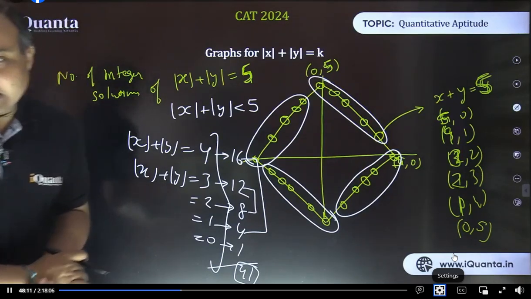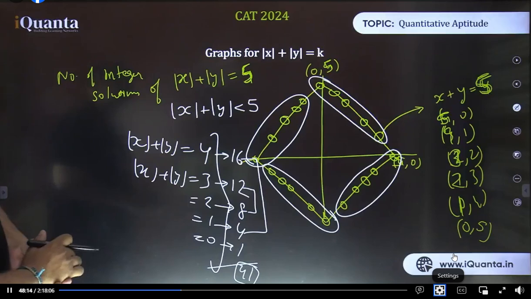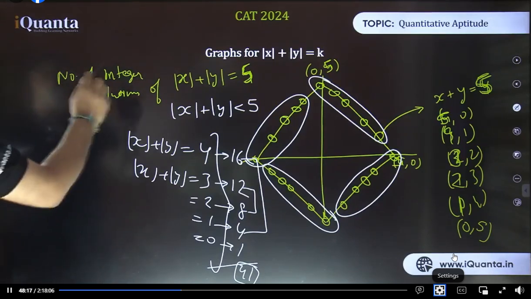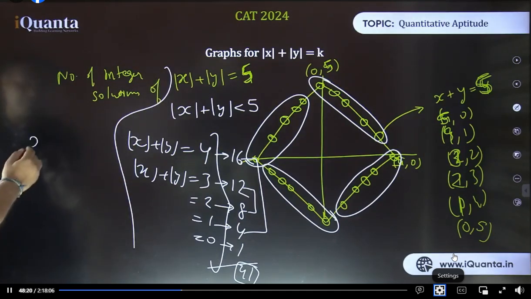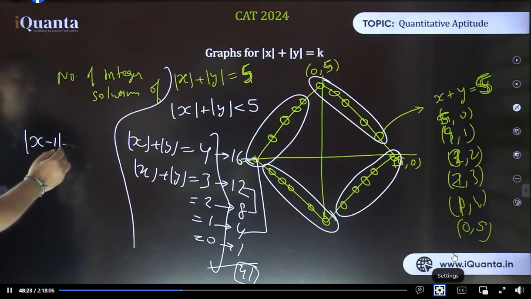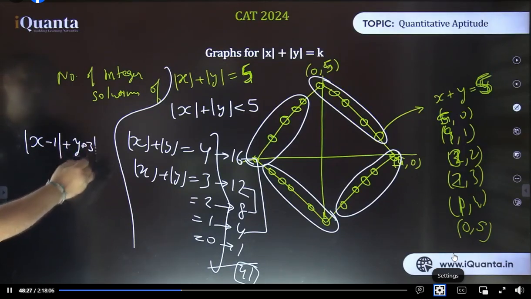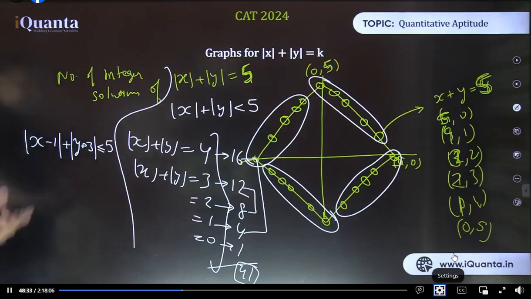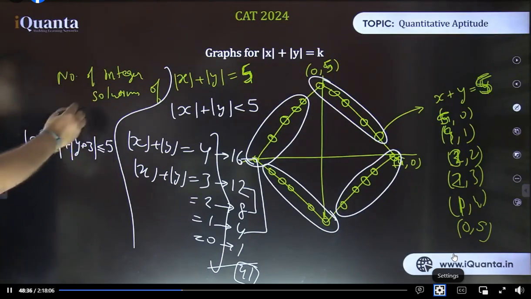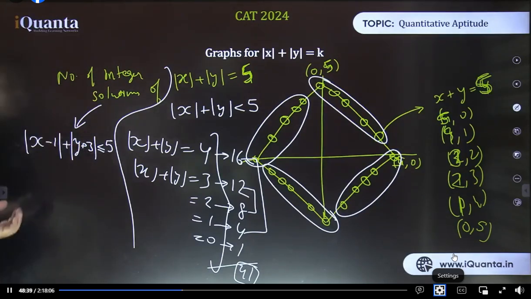Before moving further, let me ask you a question. You are to tell me the number of integer solutions of mod of x minus 1 plus mod of y plus 3 less than or equal to 5. Answer, please. This is the question. You have to tell me the number of integer solutions of this inequality.